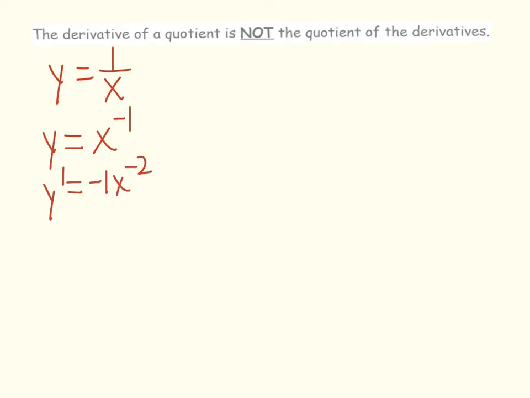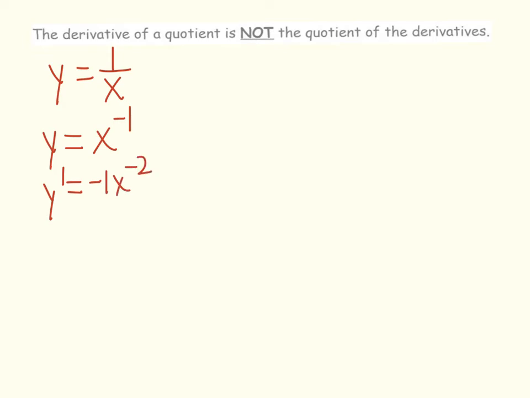Just like the derivative of a product is not the product of the derivatives, the same thing is true for a quotient. The derivative of a quotient is not the quotient of the derivatives. So we could take, the best case example would be taking 1 over x. So if we take 1 over x, which is a quotient, I could write that as x to the negative 1, and the derivative of x to the negative 1 would be negative 1 x to the negative 2.